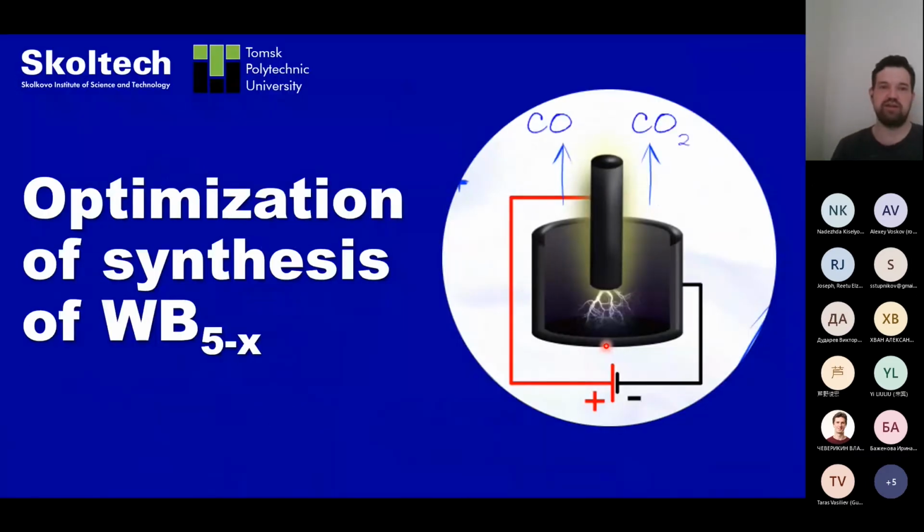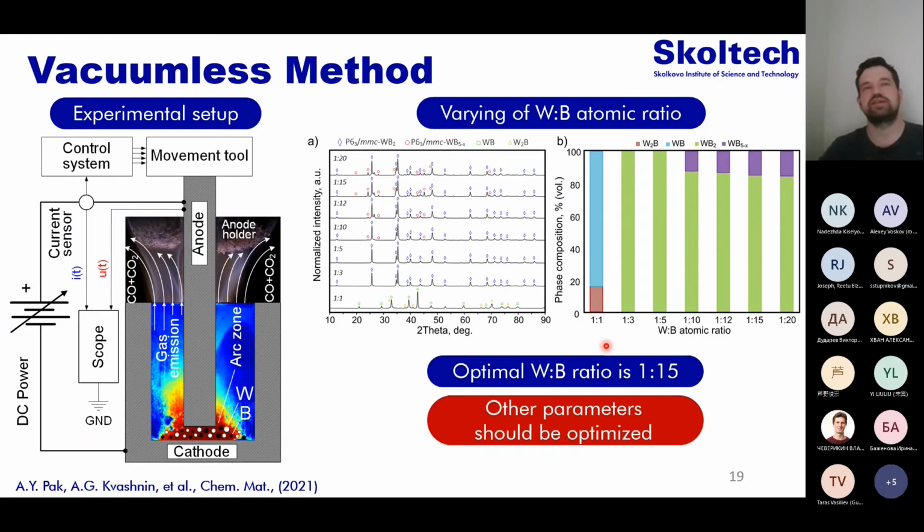Then let's move to another step, to optimization of the synthesis of tungsten boron 5-6, as this compound possesses really high properties for different industrial applications. The main disadvantages of methods usually used to produce transition metal borides, like high pressure sintering or SPS techniques, is that they need to use either vacuum or high pressure.